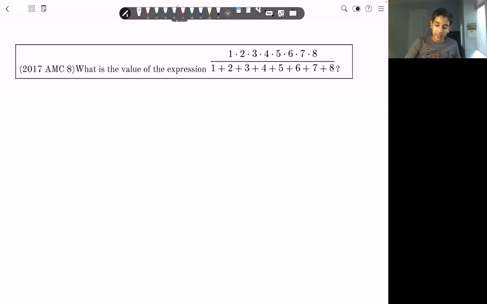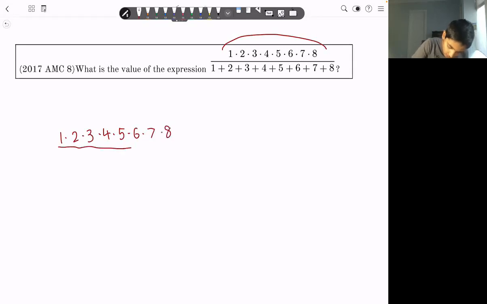So what is the value of this expression: 1 times 2 times 3 times 4 times 5 times 6 times 7 times 8, divided by 1 plus 2 plus 3 plus 4 all the way till 8? So 1 times 2 times 3 times 4, divided by, so this bottom part over here, we can just manually add it up for now. You can manually add it up and get 36. And in a future class, I might go over a quick trick to doing this much faster. But for now, it's okay since it's just 8 numbers and you can very easily add it up.